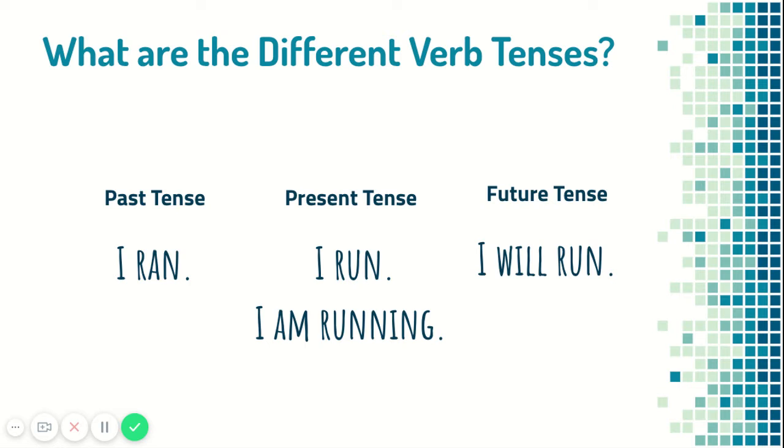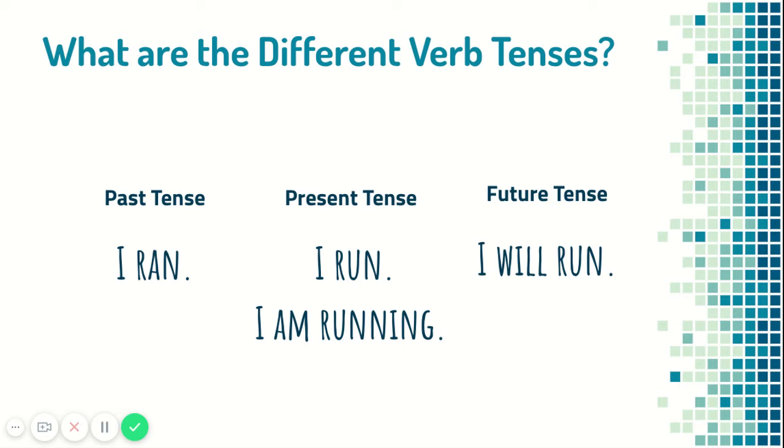So, for example, we have the word run, okay? If it happened in the past, I would say I ran. If it's happening right now, I would say I run or I am running. That's present tense. Or if it's going to happen tomorrow or in the future, I would say I will run.